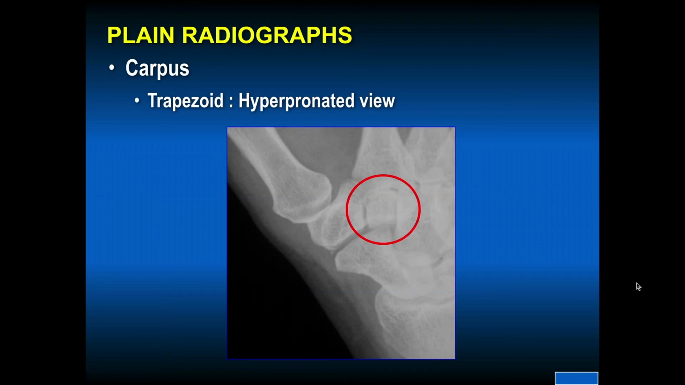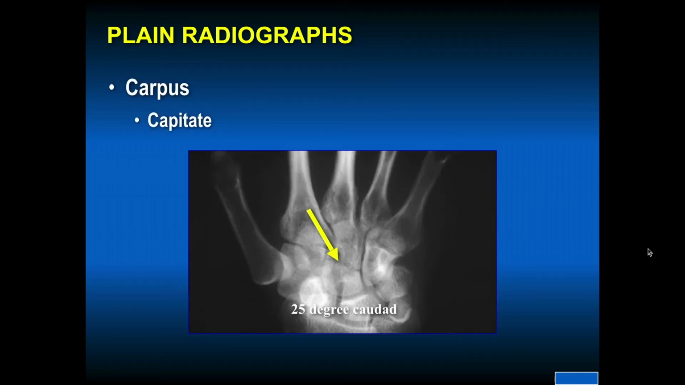The trapezium can be seen on this hyperpronated view. And this is the trapezoid as shown here in the carpus. So if you suspect by little flecks of bone off here that there is a fracture, you also should suspect that there's a ligamentous injury to the wrist. That would be somebody to be referred to a hand and wrist surgeon.